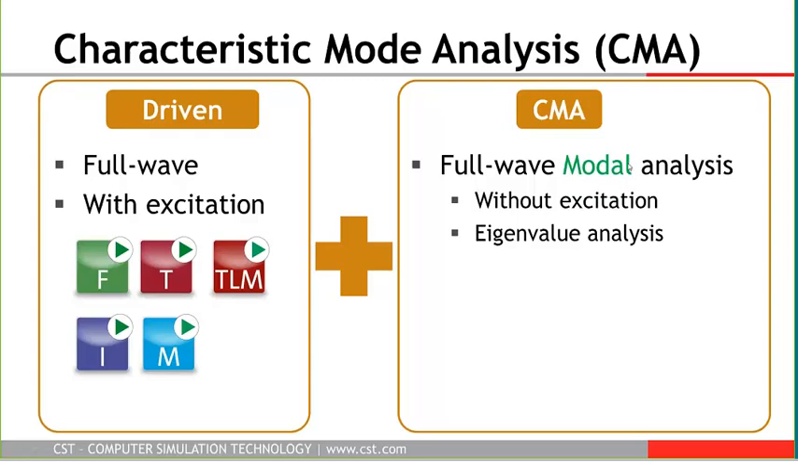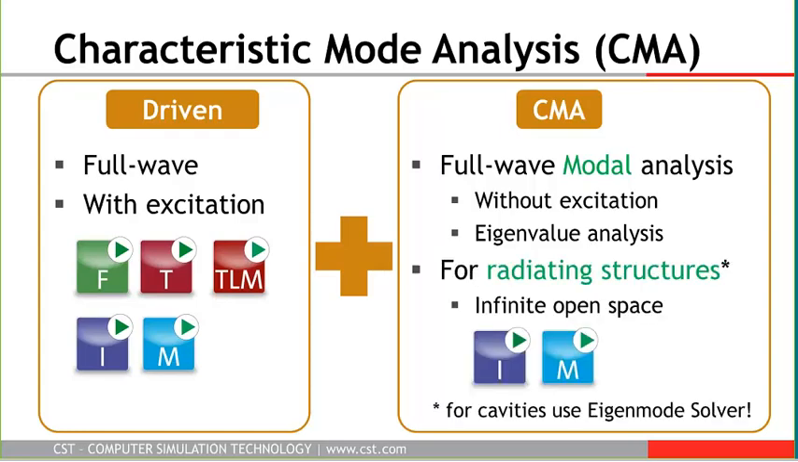On the other hand, we have CMA, which is again a full wave technique, so all Maxwell equations are considered, but it's a modal analysis. And modal means that you don't have any excitation, and mathematically you can consider it as an eigenvalue analysis. So the outputs are eigenvalues and eigenvectors. One important note on CMA, it is designed for radiating structures.